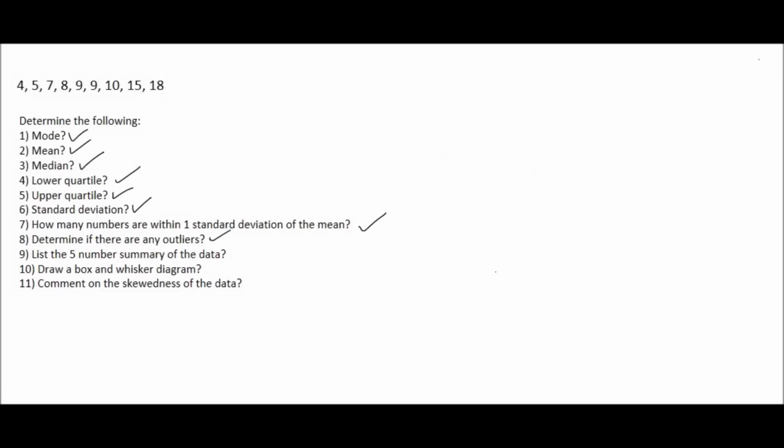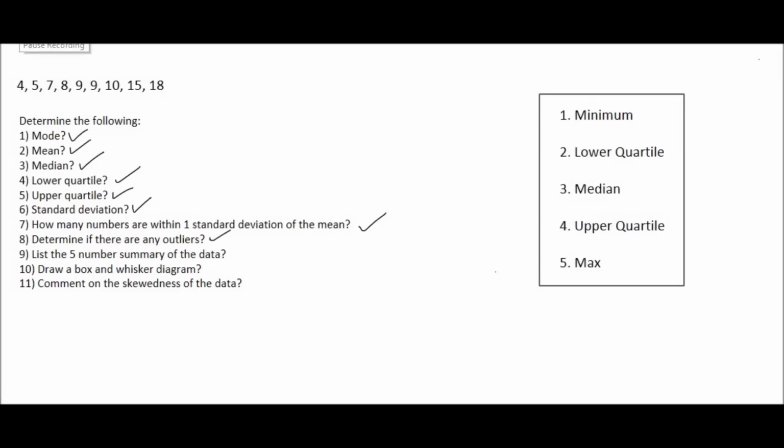Number 9 asks for the 5-number summary. The 5-number summary is the following. So it's your minimum value, your lower quartile, your median, your upper quartile, and your max. And so if we had to list those 5 numbers, we could show it in brackets like this. The minimum value was 4. Our lower quartile value, we said that was 6. Our median value was 9. Our upper quartile was 12.5. And our maximum value is 18. And that would be your 5-number summary.